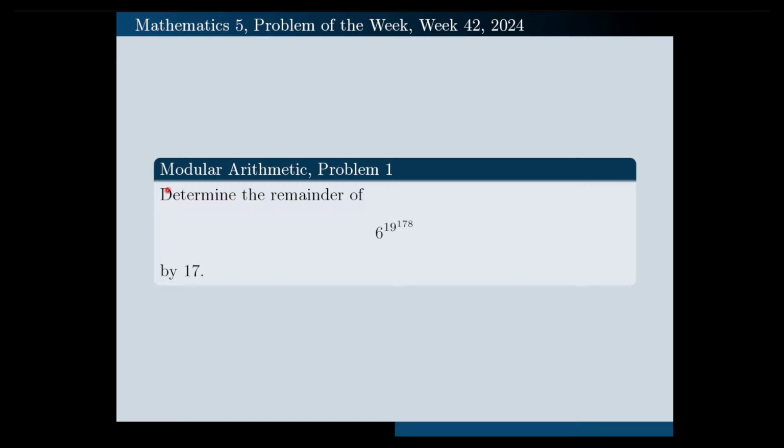Hello, in this video I'm going to solve a problem for you on the topic of modular arithmetic. Determine the remainder of this number by 17. That would be a good idea if you pause the video at this point and try to solve the problem yourself first. If you do the calculations correctly, the answer to the problem is 11.